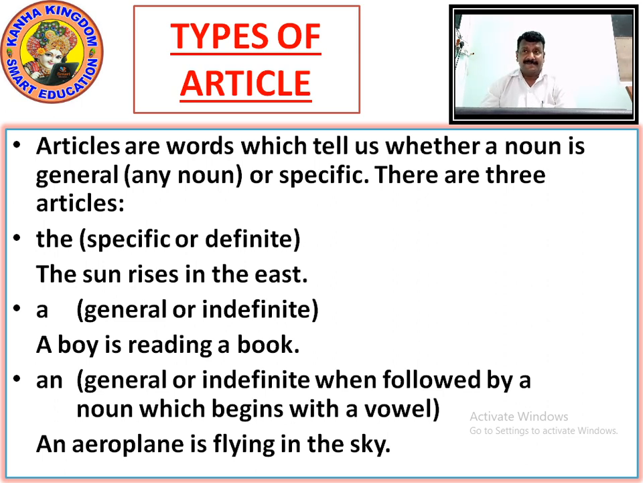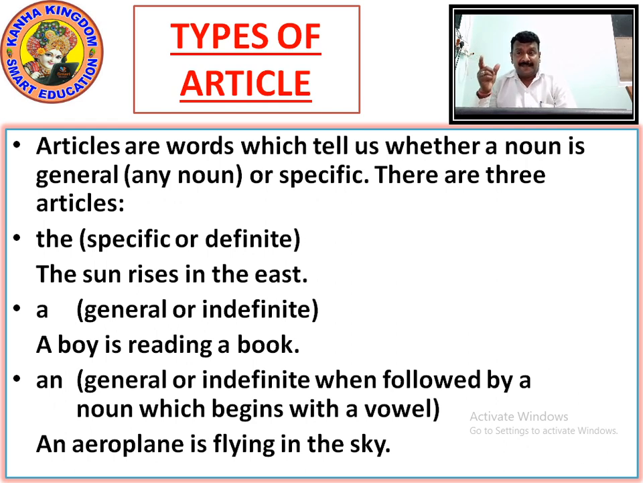The sun rises in the east. A: general or indefinite. A boy is reading a book. Is reading a book. It's not specific. Which book? What book? We don't know. But a is used with the noun book. A boy is reading a book. When he's talking about a book, it's not specific.